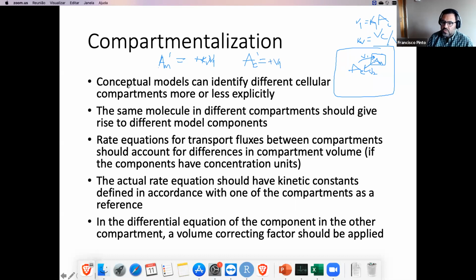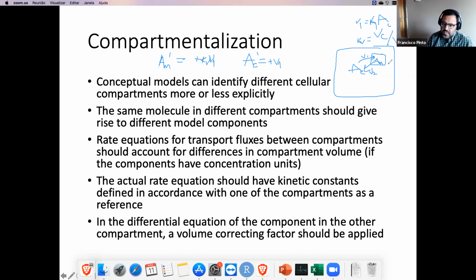So in which equation the correcting factor is applied depends on the unit of concentration of the rate expression. Are they defined using as a reference the cytosolic compartment or the nuclear compartment? So you have to take care about that. There is also, I'm going to answer your question, just let me say another thing.